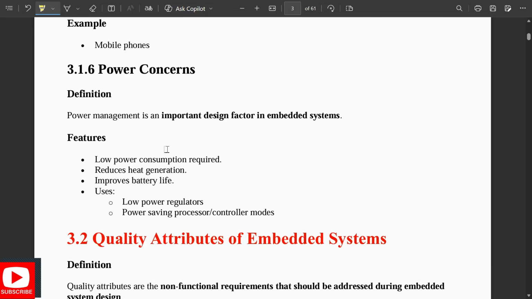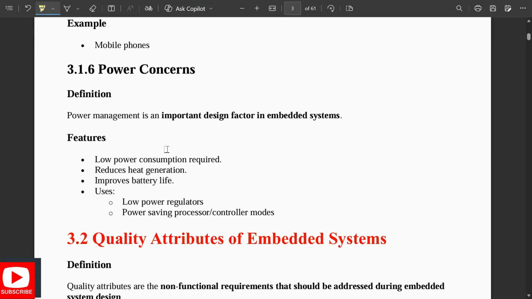Then comes the sixth one, power concerns. That is an important factor in designing an embedded system, where we need to focus on low power consumption. It reduces heat generation and improves battery life. So this uses low power regulators and power saving processor modes. So this was all about the characteristics of an embedded system.